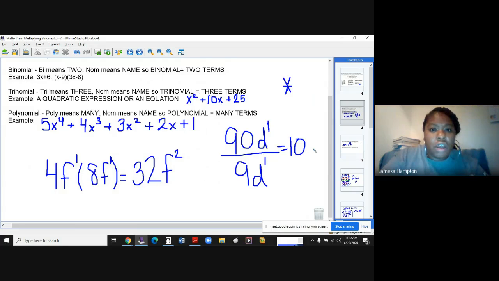Now, err on the side of caution. Please don't write this. Because first of all, that looks silly. Don't do that to yourself. Your answer will simply just be 10, okay? All right. So you do not have to write D to the 0 power, simply because anything to the 0 power is equal to 1. So that's why you don't need to write it.